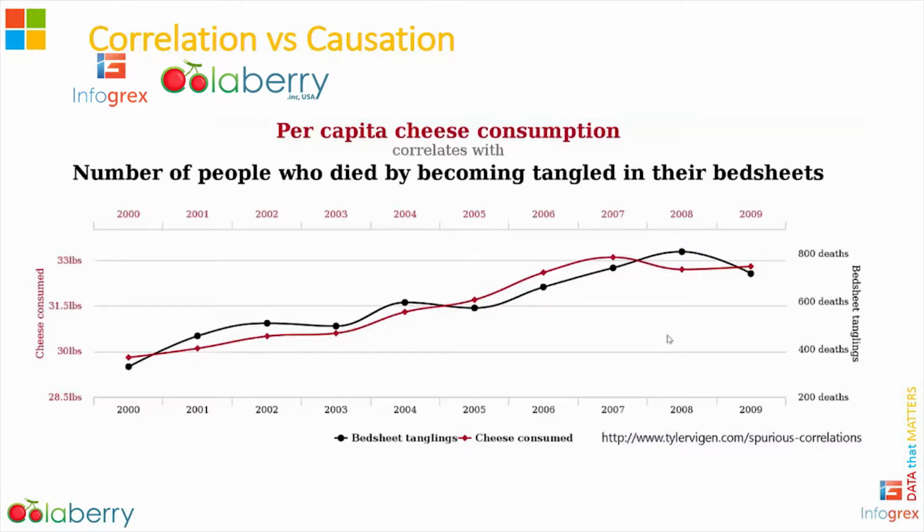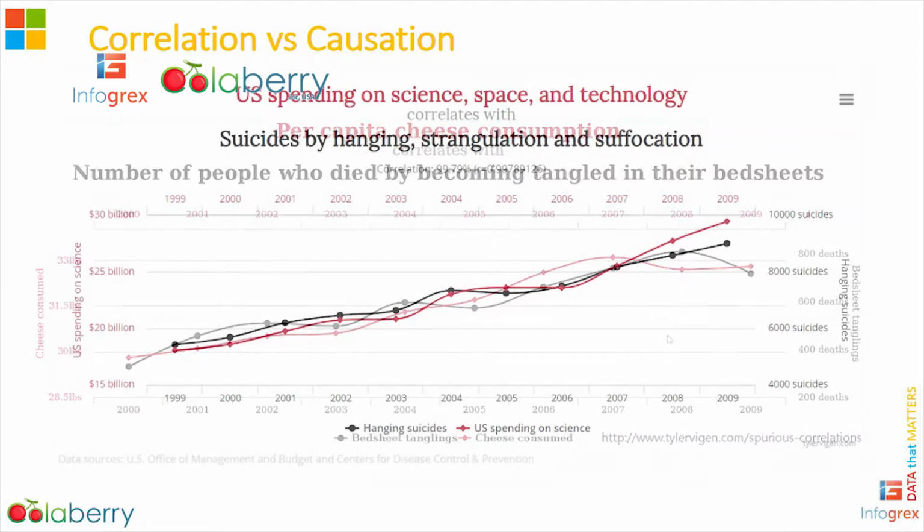Because this is the pattern. Data science is all about finding the pattern. If you find there is a pattern, but are you anyone believing that the bedsheet tying and the cheese eating have some relation? Obviously not.